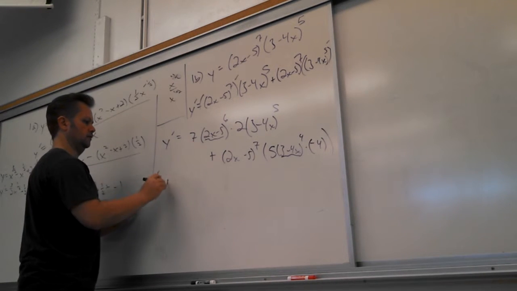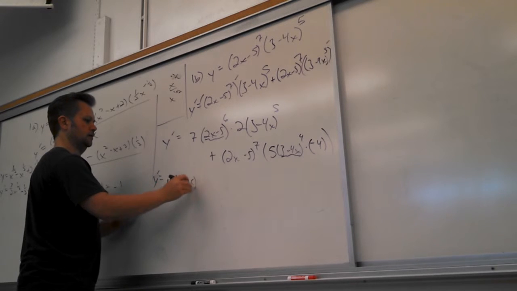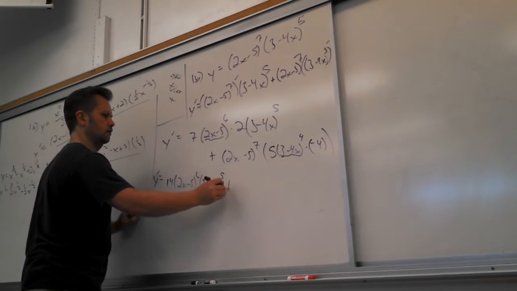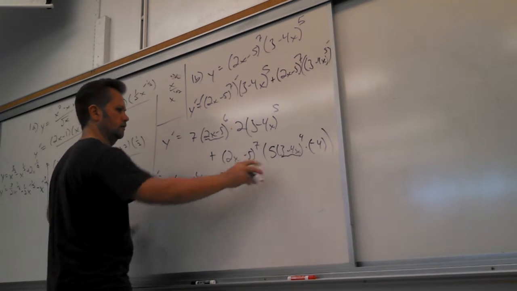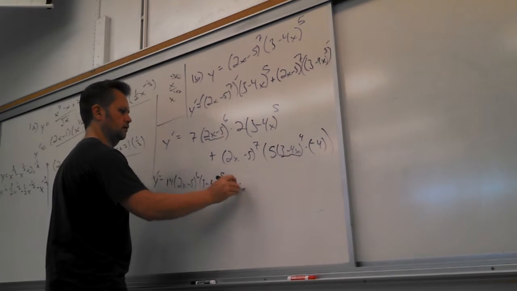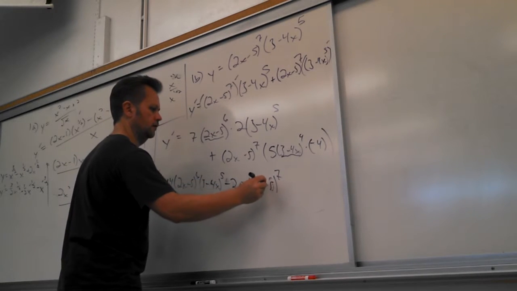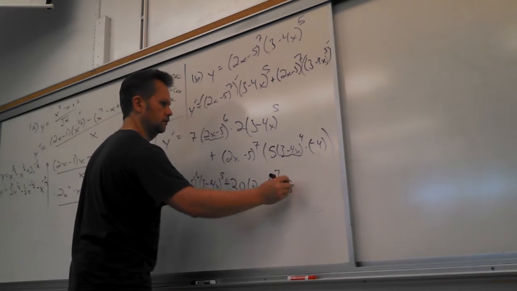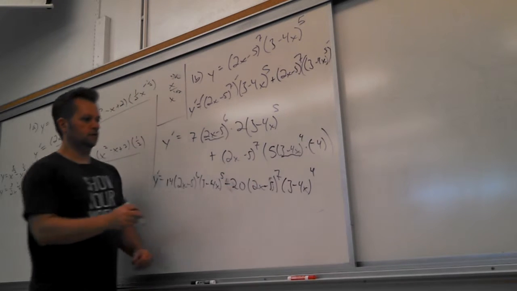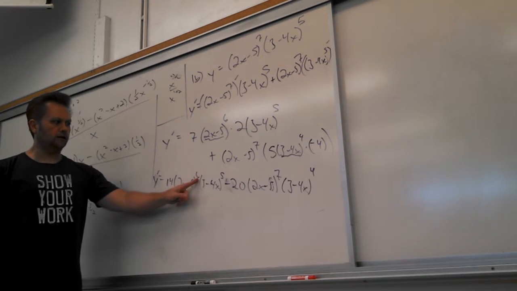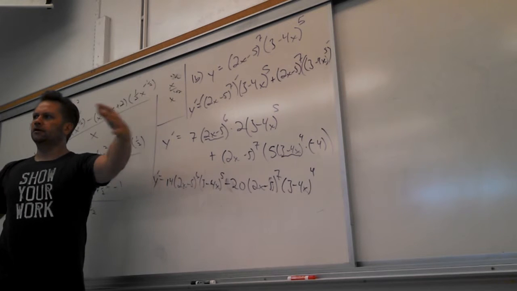So I got 14, 6 of these, and 5 of these, minus 20, 7 of these, and 4 of these. So now my brain should automatically say GCF. Just screaming GCF. Please, do not write this 6 times.